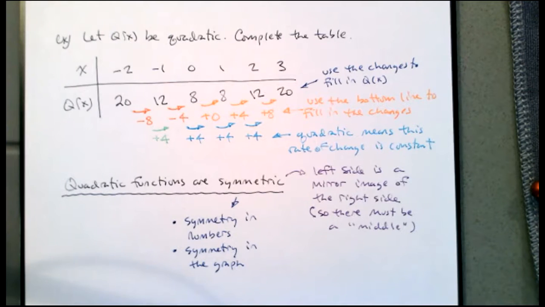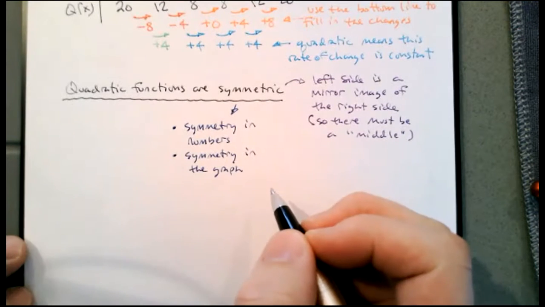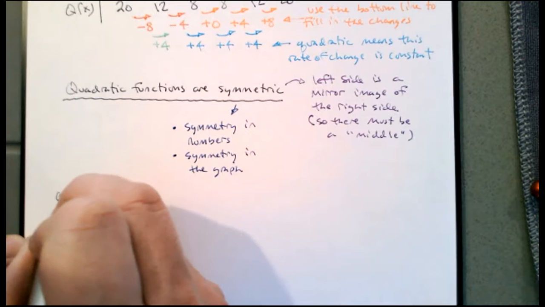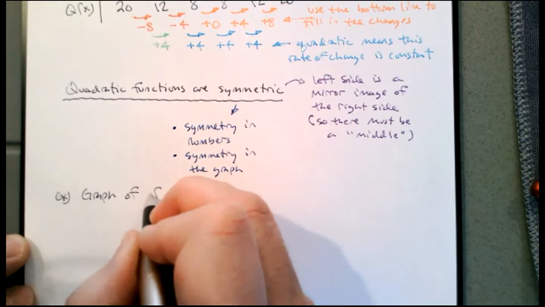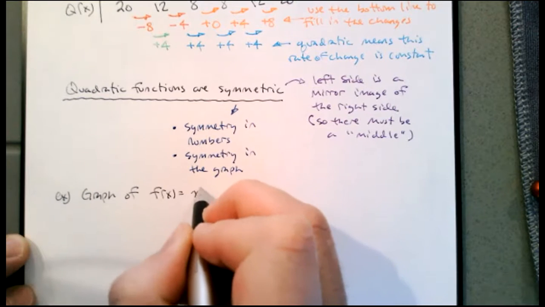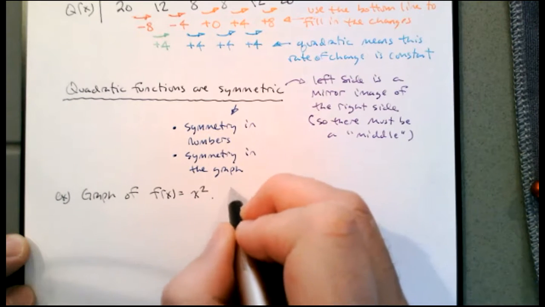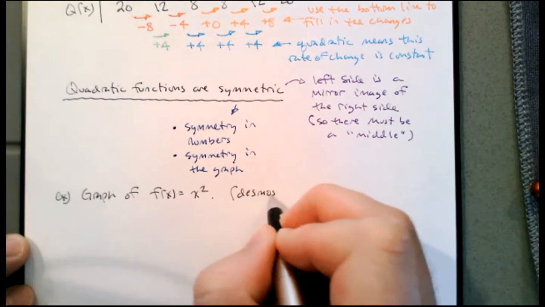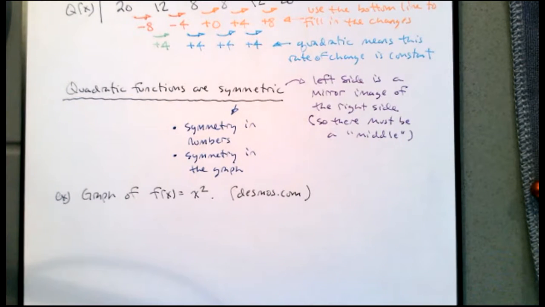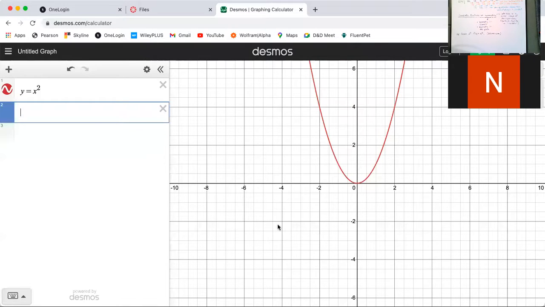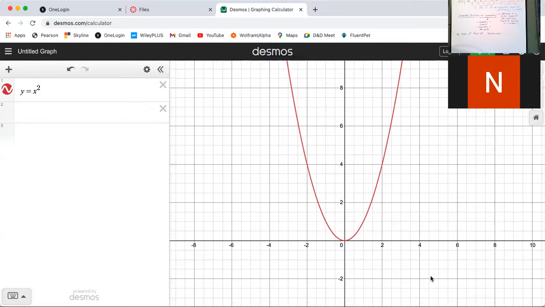Let's take a look at the graph of x squared. And I'm going to use my favorite graphing calculator, Desmos. So here's the graph of y equals x squared. And we can see it has this rounded V shape.